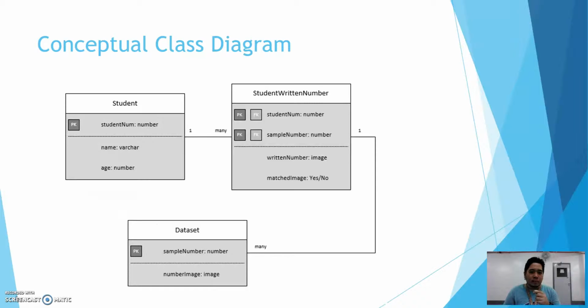Here we can see the conceptual class diagram. There are three elements in this place: the student, the written number, and the data set. The student has the characteristic of the number, the variable character, and the age, which is also a number. Then the student written number, here we collect from the student, it's one-to-many. It has the student number, the sample number, the written number in the form of image, and if the image matched, either yes or no. Then here, we could see that it is transferred to the data set so that the number will be verified if it's matched or not.